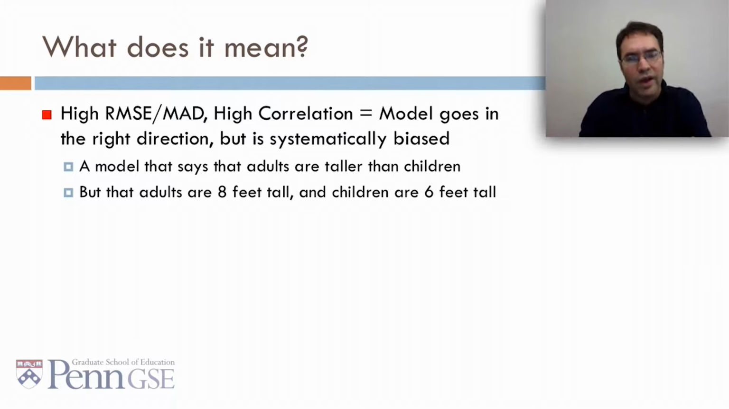What if you have high root mean squared error and high correlation? In that case, your model goes in the right direction, but it's systematically biased. For example, let's take a model that says that adults are taller than children, but that adults are 8 feet tall and children are 6 feet tall. This model correlates well, but the root mean squared error or mean absolute deviation is a bit off.